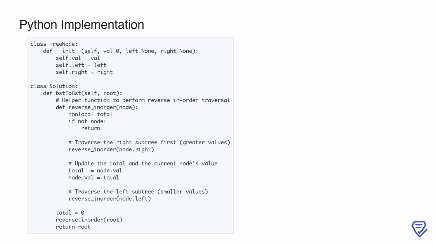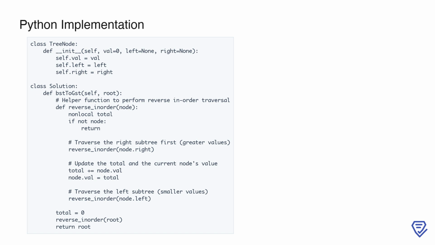2. BST to GST method. This is the entry point for the transformation. It uses a helper method, reverse_in_order, to traverse the tree in reverse in order, right-root-left. 3. Reverse in order traversal. The helper function reverse_in_order updates each node's value in reverse in order sequence. A total variable is maintained to accumulate the sum of all visited nodes. This simulates the greater sum calculation as we traverse nodes in decreasing order of their original values. For each node, the total is updated by adding the node's original value. Then, the node's value is updated with the new total.